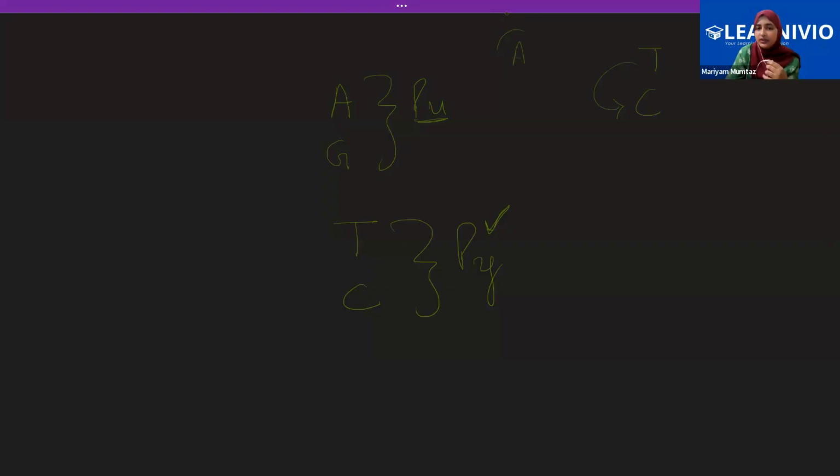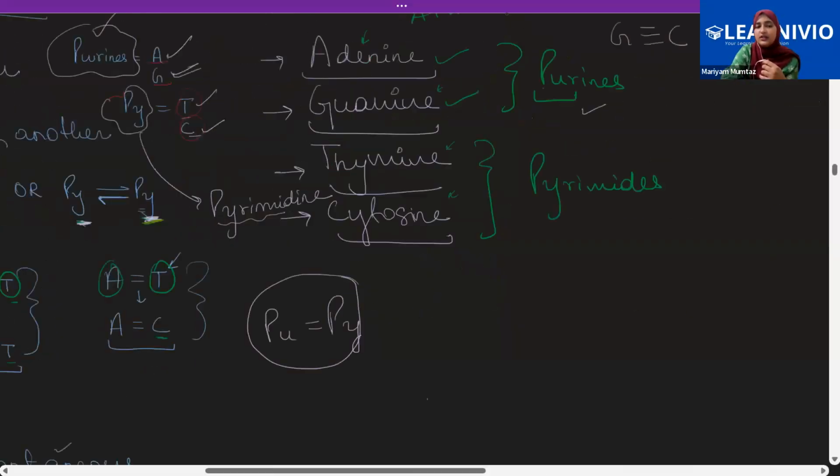Now, adenine is a purine. If the adenine is substituted by thymine, first it was a purine, then came the pyrimidine. Now you will call it a transversion. Is it clear now? Yes, ma'am. So that is how the process of substitution mutation takes place.